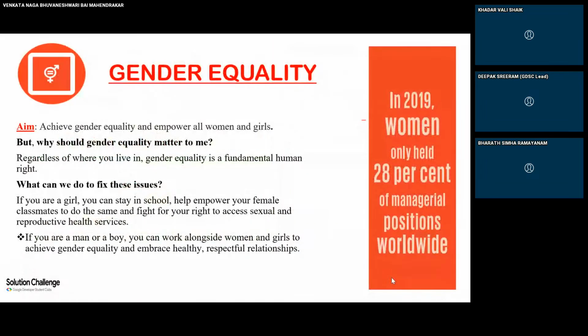Okay. Moving on to gender equality. This is another problem statement observed by the United Nations, and it wants to develop some applications to ensure that every gender is equal. The main aim of gender equality is to achieve gender equality and empower all women and girls out there. Women and girls represent half of the world's population.